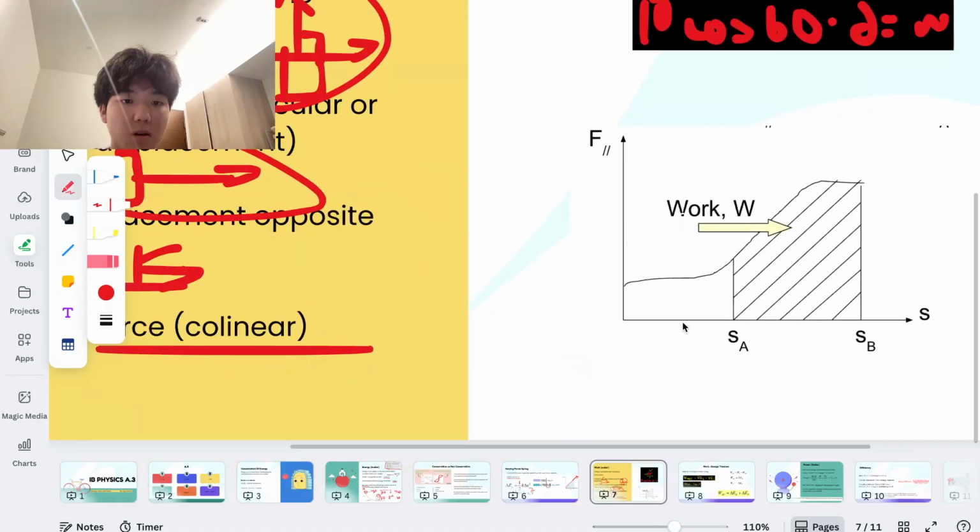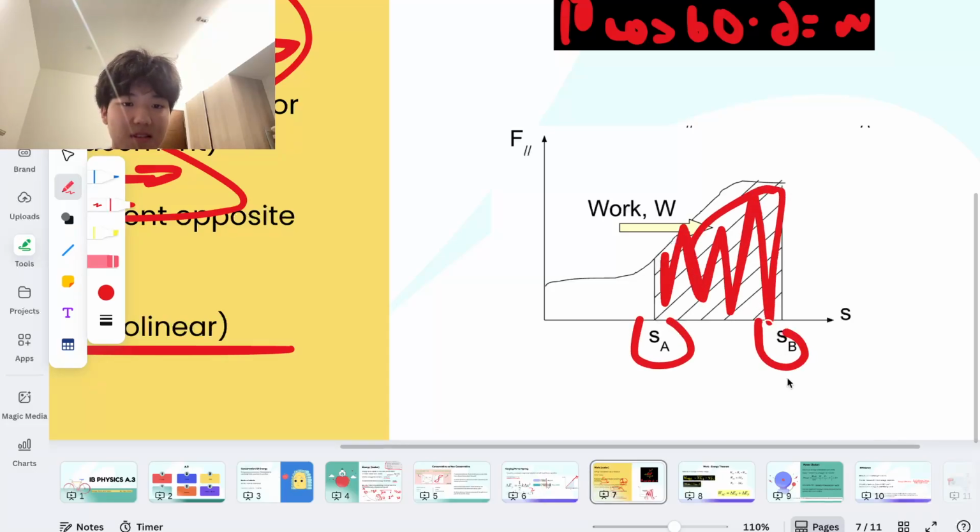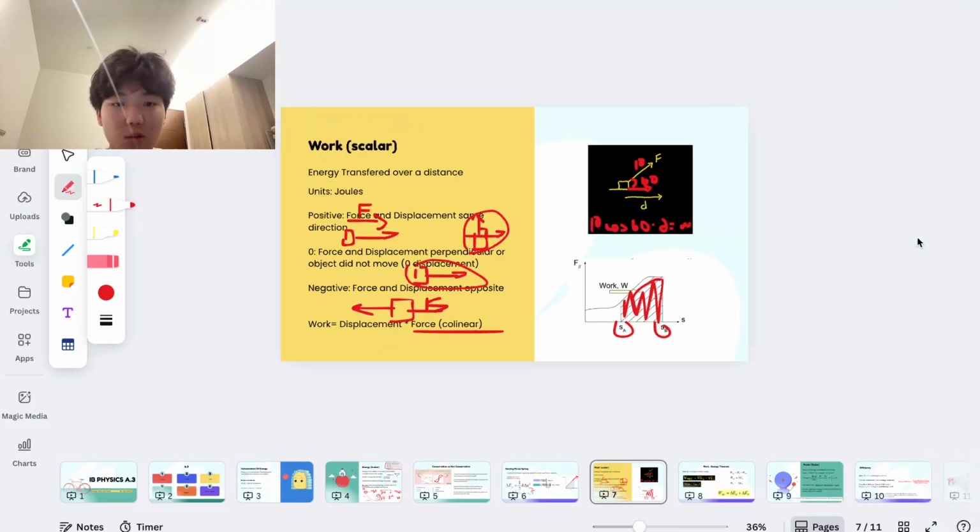Another thing is, when looking at a force versus displacement graph, if you want to find work, it's basically just the area under it. Say you want to find work from one point to another, A to B, it's just the area under that section. Just use simple geometry.